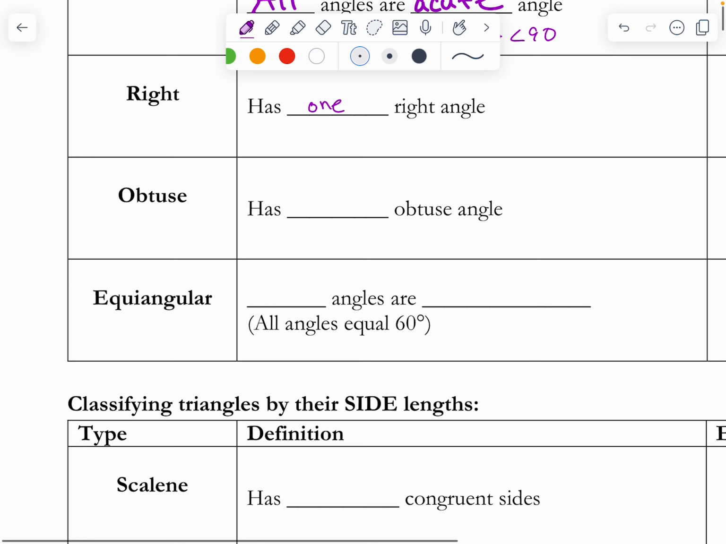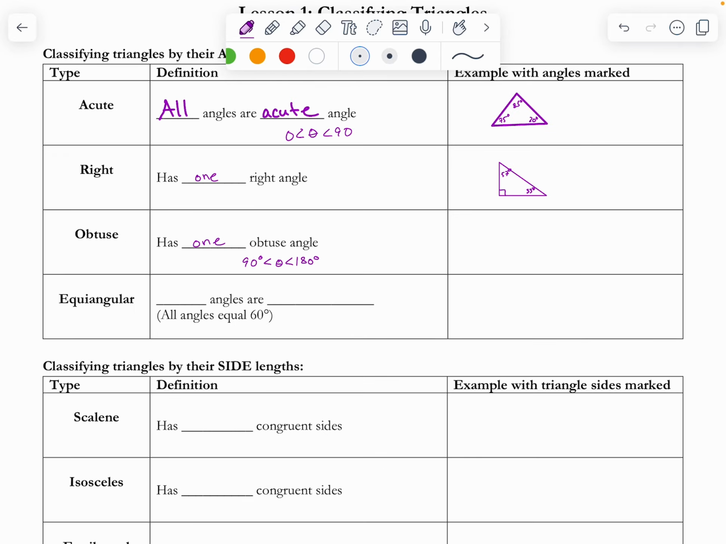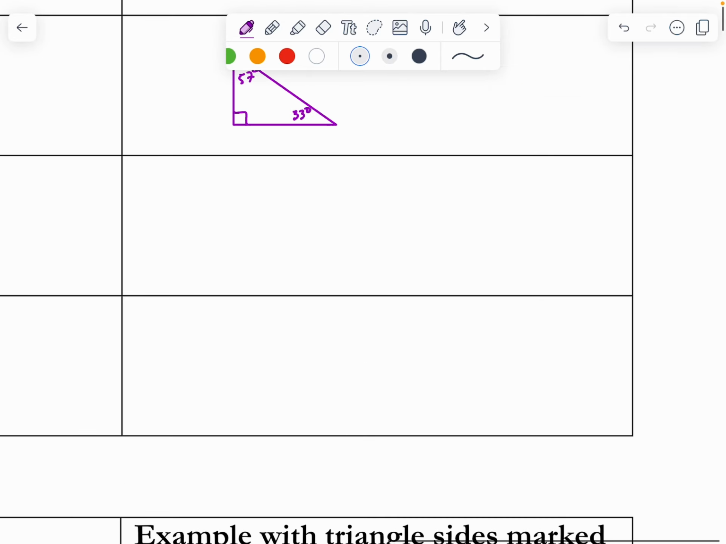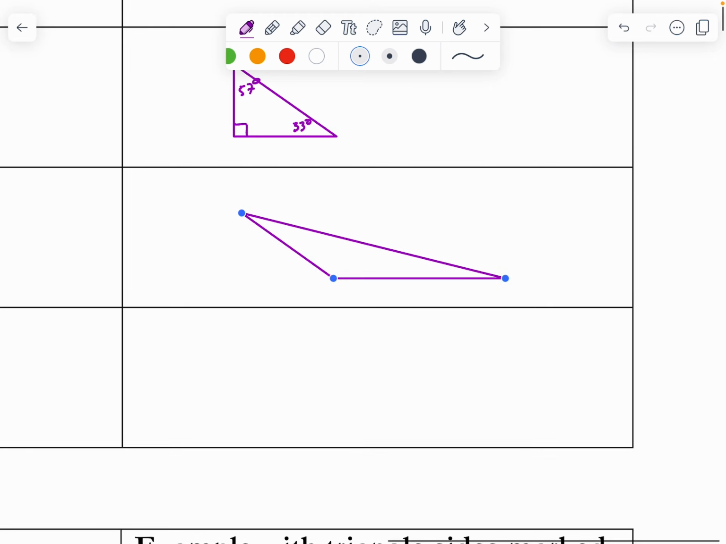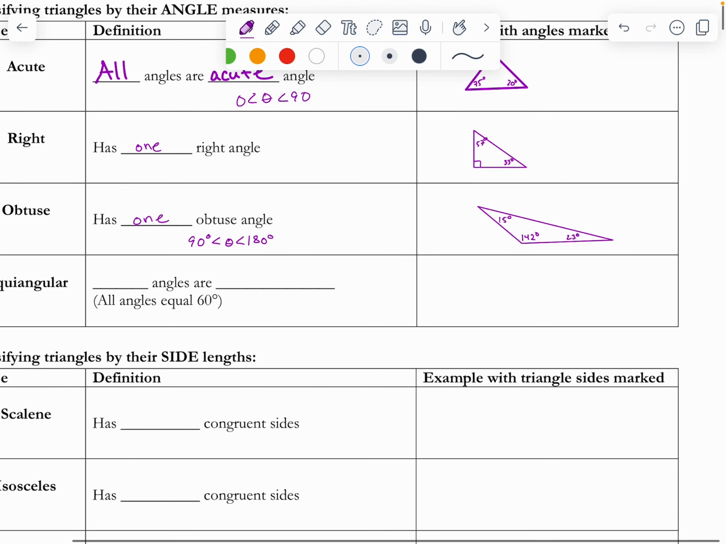Obtuse, if you guys remember, is anything that is greater than 90 but less than 180. And so this is if it has one obtuse angle. So if a triangle has one obtuse angle, let's make it look like that. That's fine. And this is 142 degrees. Let's say this is 15 degrees and 23 degrees, then this would be an obtuse triangle.